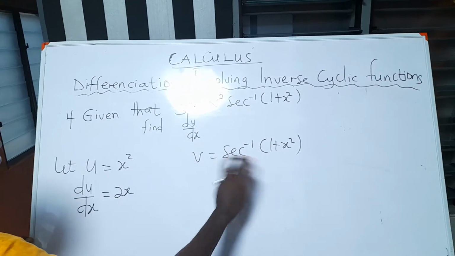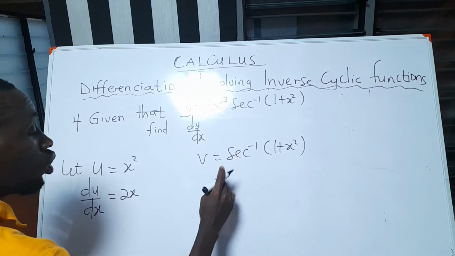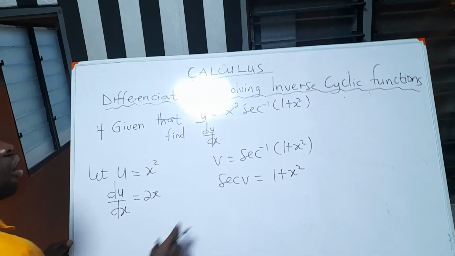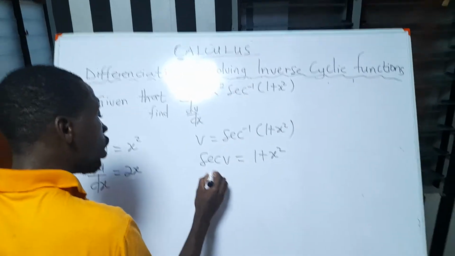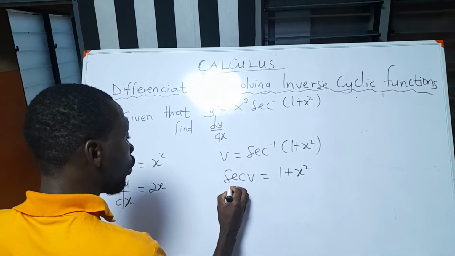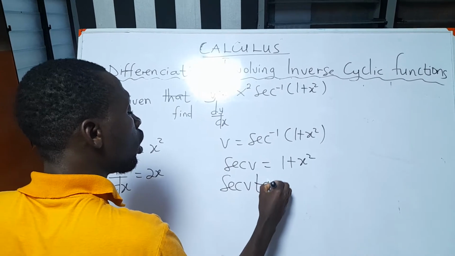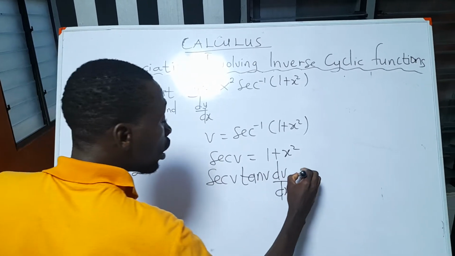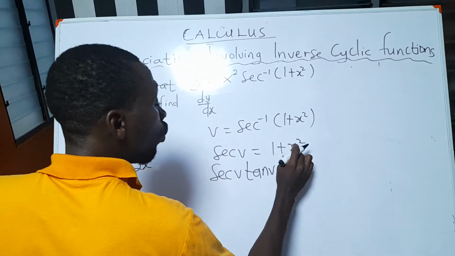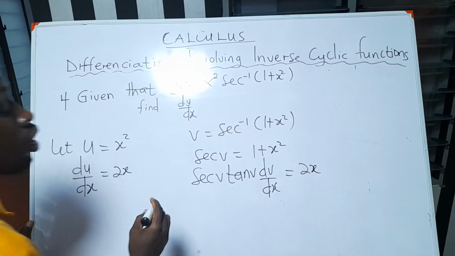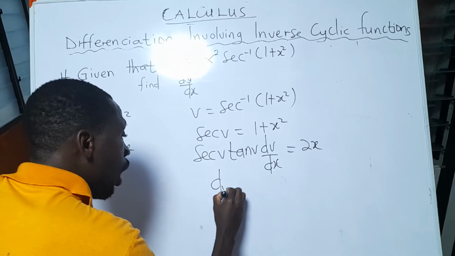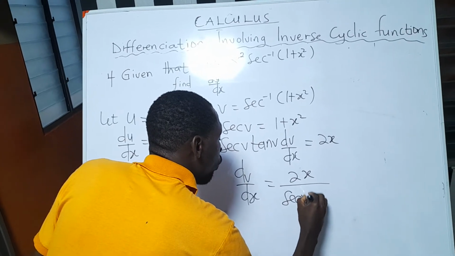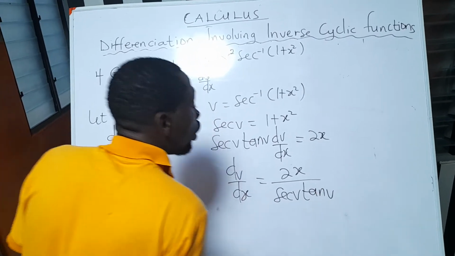Now we differentiate v. We take sec on both sides, and the sec inverse will go away. So we have sec v will be equal to 1 plus x squared. Now we differentiate sec v, we use implicit differentiation, if you remember that. The derivative of sec v will be sec v tan v dv over dx, because it's implicit and v is the dependent variable, equal to, the differential of 1 is 0, the differential of x squared is 2x. Now we'll make dv over dx the subject. Our dv over dx will be equal to 2x all over sec v tan v.